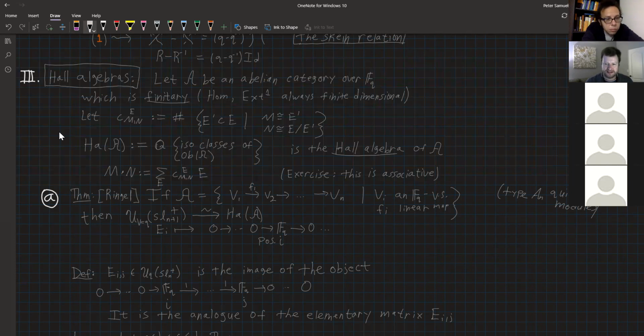And how does this isomorphism work? So sl_n plus is like the positive part in the triangular decomposition, like strictly upper triangular matrices. The way this works is that the standard generators E_i of this quantum group map to the simple object, which is a one-dimensional vector space at position i and 0 everywhere else.